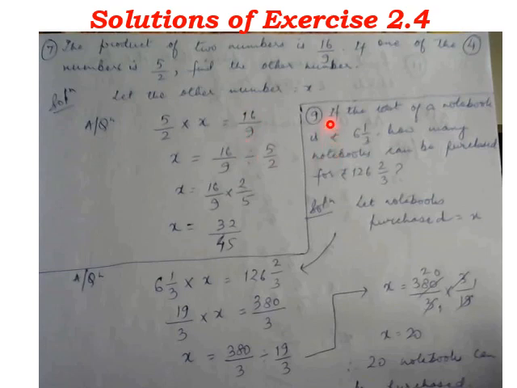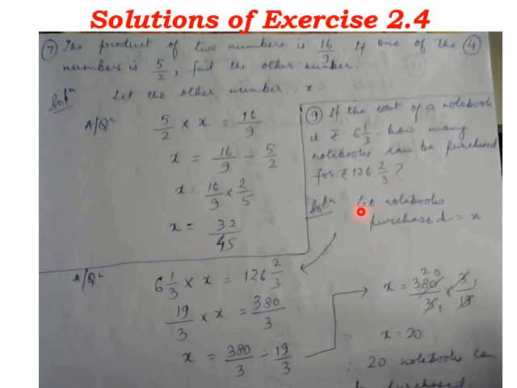Question number 9. If the cost of a notebook is rupees 6 whole 1 by 3, how many notebooks can be purchased for rupees 126 whole 2 by 3? Again, a very simple question can be framed like: the cost of one notebook is 10 rupees, then how many notebooks will be purchased in 100 rupees? So it will be 100 by 10, that is 10.